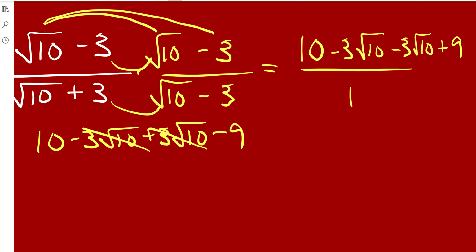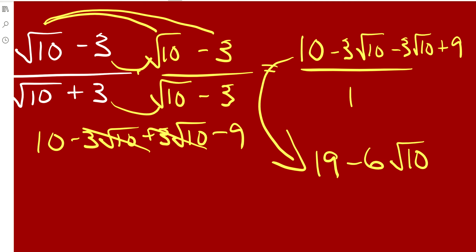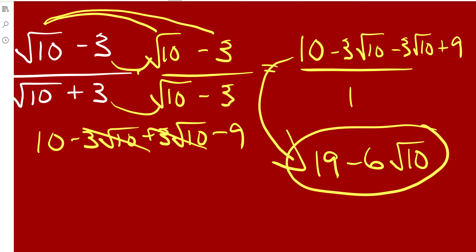So what I end up with on the top, let's bring it down here, is 10 plus 9, which is 19. And then I have negative 3 root 10 minus 3 root 10, which is minus 6 root 10. And I'm done. I can't simplify that at all. It's over 1, but we're good. Was that number 9? That was example 9.